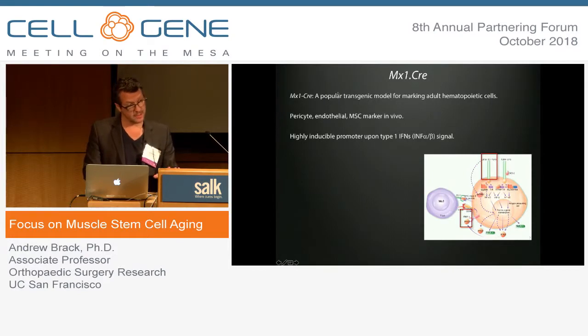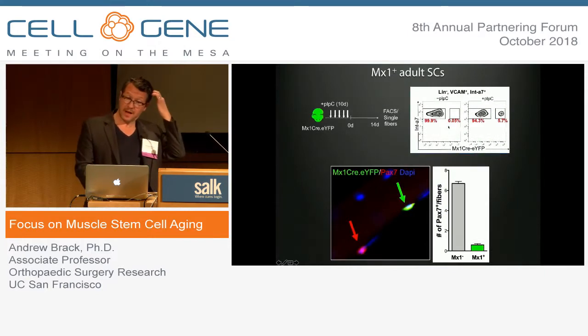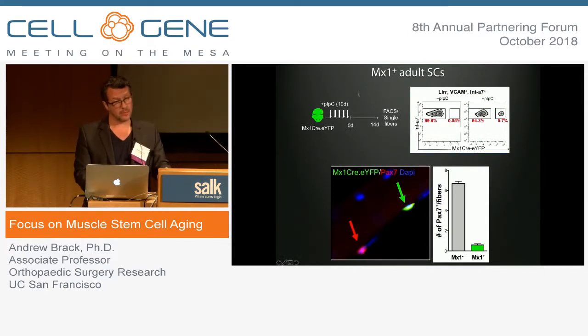It's marked in other cell types like pericytes, endothelial cells, MSCs. Basically, this transgene is highly inducible upon type 1 interferon. So if you see a cell that has MX1 CRE, you know it's competent to receive an innate immune system signal.